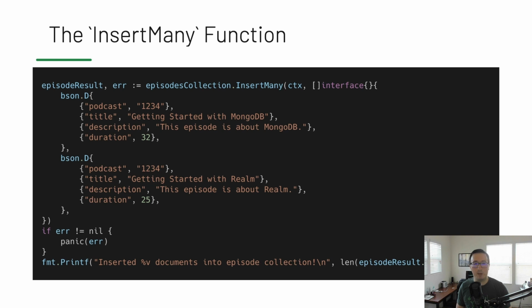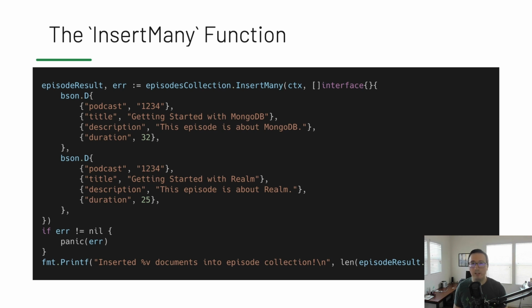So let's say that we say episodes collection.insert many. We provided a context. This time around, we provided a slice of interface. And basically what we're saying is we want to provide more than one document to be inserted in a single operation. In this case, we're using bson.d. We could use a data structure if we wanted to, but I'm just using bson.d in this example.